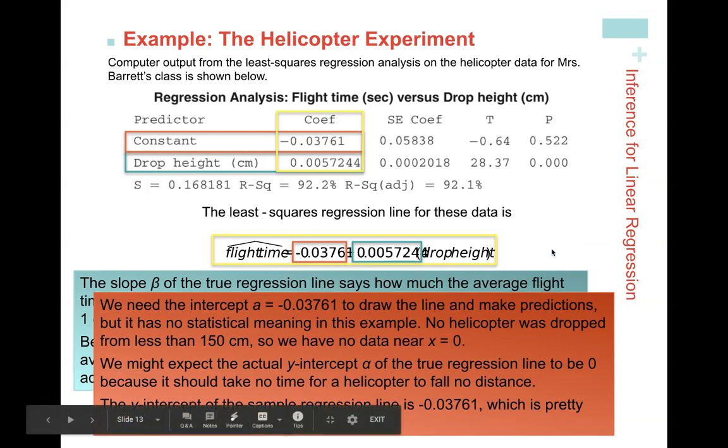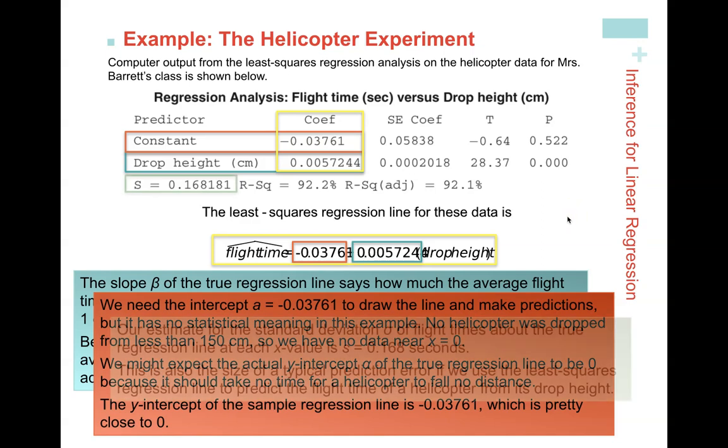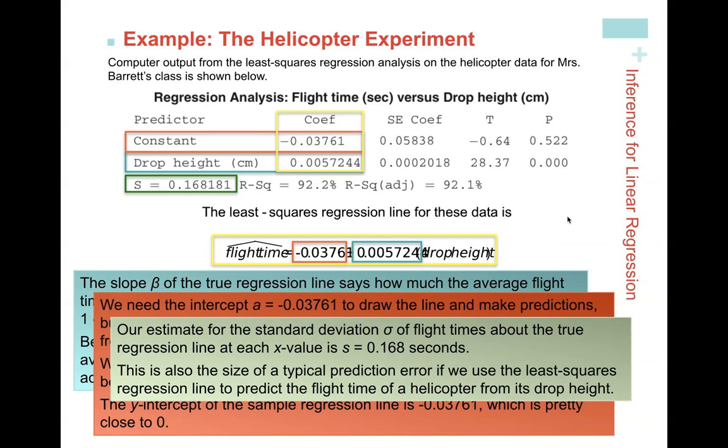Here's a little comment about the y-intercept. Again, the y-intercept should be zero, because if you have a drop height of zero, there's going to be zero flight time. Negative 0.037 isn't zero, but it's close to zero. Now here we go. Our estimate for the standard deviation sigma is s right here. That's our little s, our estimate for sigma.